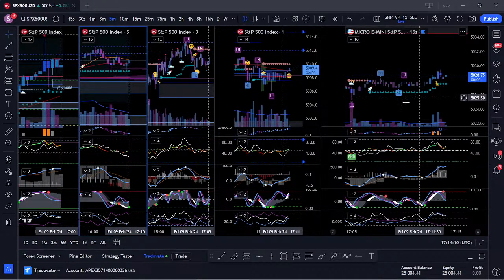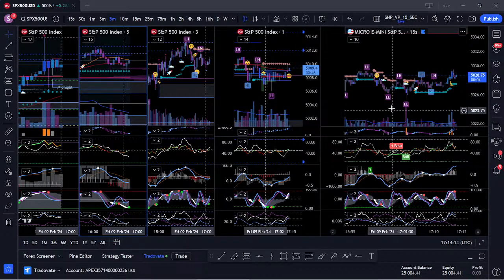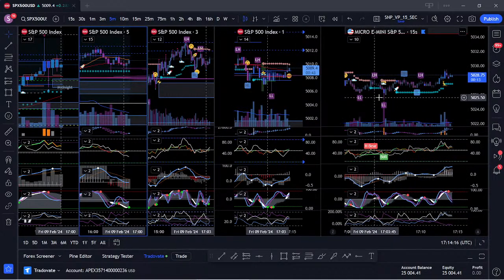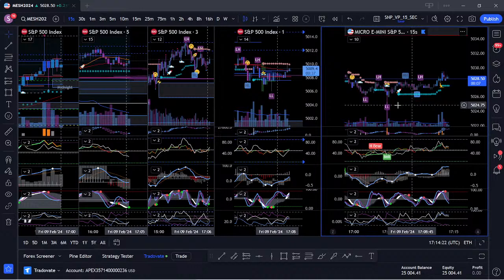Potential on ES. Look at this divergence. Boom. Busted.